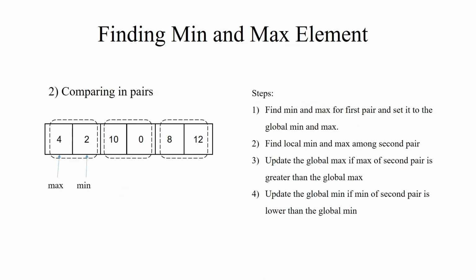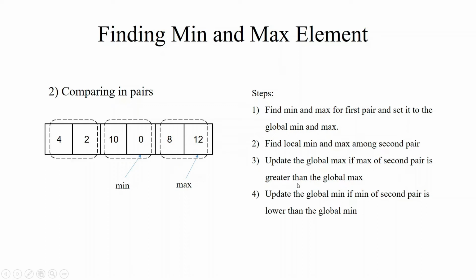Now let's see the other method, that is comparing in pairs. What we'll do in comparing in pairs is we'll divide the array in pairs and we'll check which element is greater in the first pair, and we'll assign that as a global max and the other as a global minimum. And then for each pair we will check which element is greater, and we'll check whether this greater element is greater than the global maximum and whether this lesser element is less than the global minimum. Then we'll update our global max and minimum and we'll go further. After traversing the whole pairs, we'll have the minimum and maximum of an array.